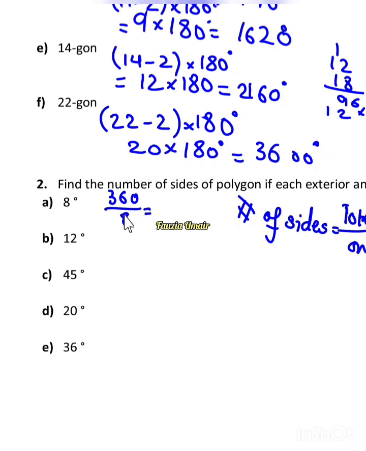So if you simplify, if you divide it by 8, 8 fours are 32 and 8 fives are 40, so 45 sides. So if the exterior angle is 8 degrees, then the polygon has 45 sides. So the size of the exterior angle is getting bigger. So let's see, 360 degrees by 12, so 30 sides.